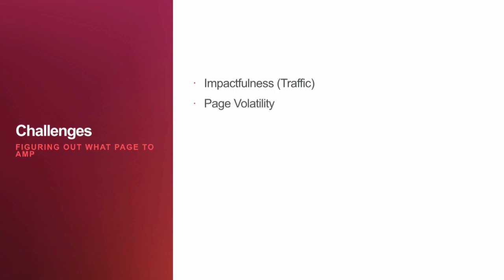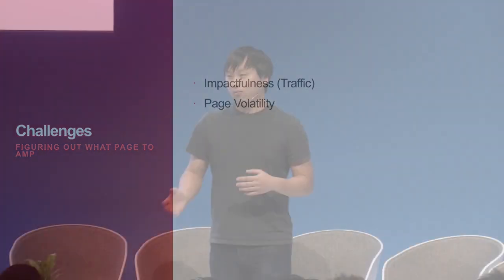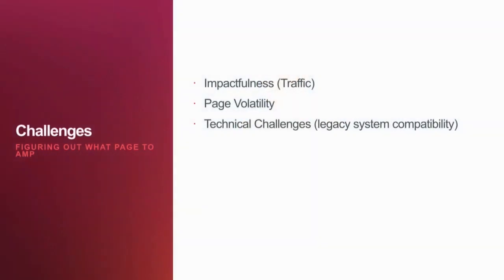The second one is page volatility. At Airbnb, we push out code every 30 to 45 minutes, so the page is continually changing. What this means for AMP is that a page might randomly break AMP validation, and we don't want that happening. Technical challenges: how difficult would it be to AMP the page? At the time, some of our pages that we were considering were still in a legacy framework, and that would make it more difficult to AMP the page.